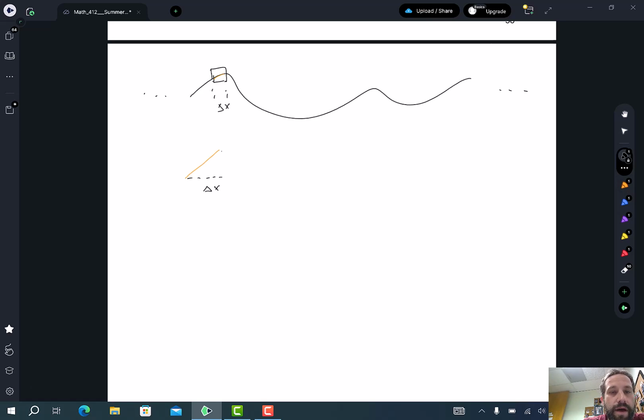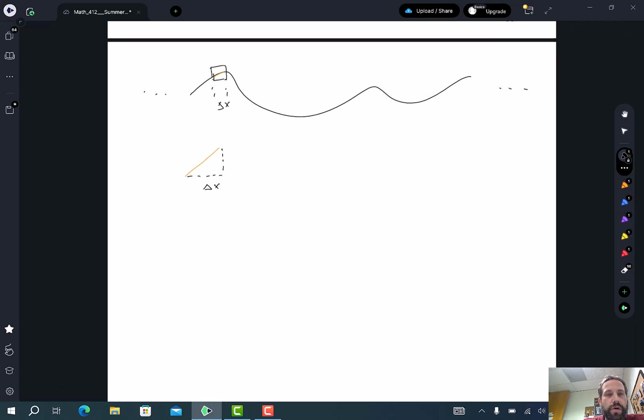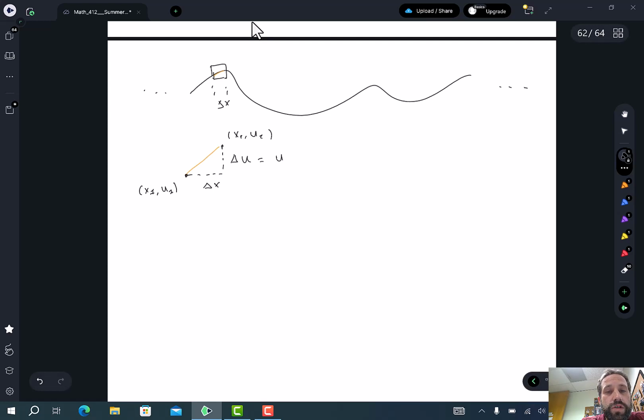Let's think about this distance here. What is this distance going to be? This is going to be the corresponding change in u. If I call this point x1, u evaluated at x1, which I'm going to call u1 for ease of notation, and this point u2, then delta u is equal to u2 minus u1.